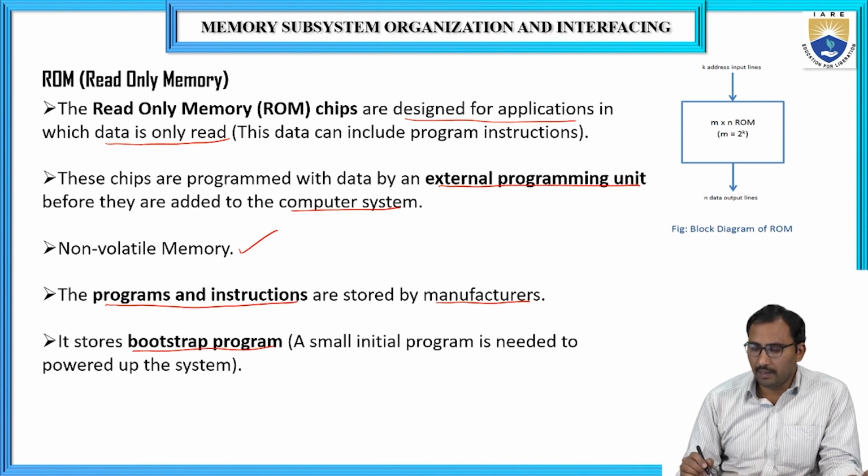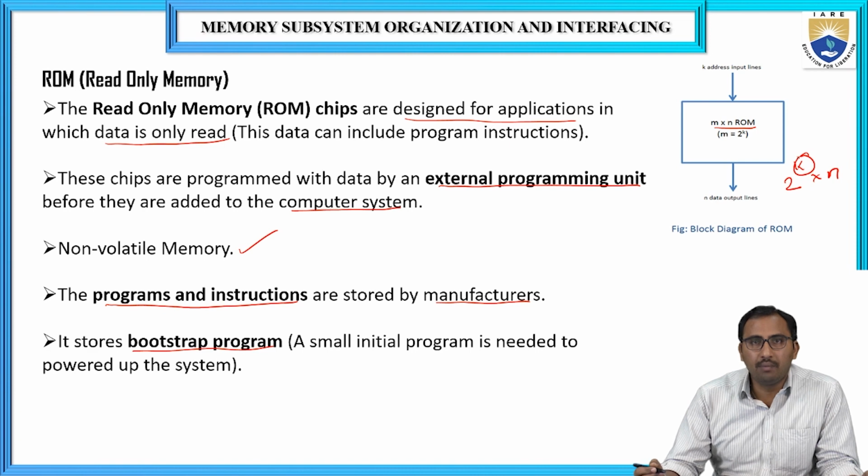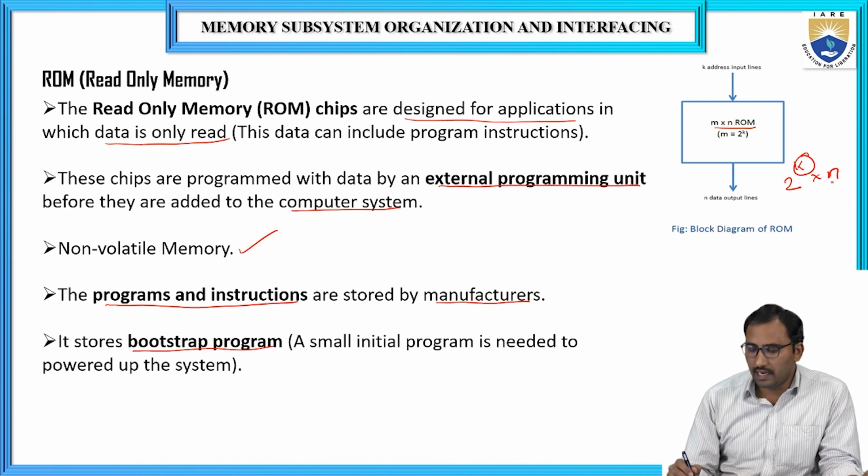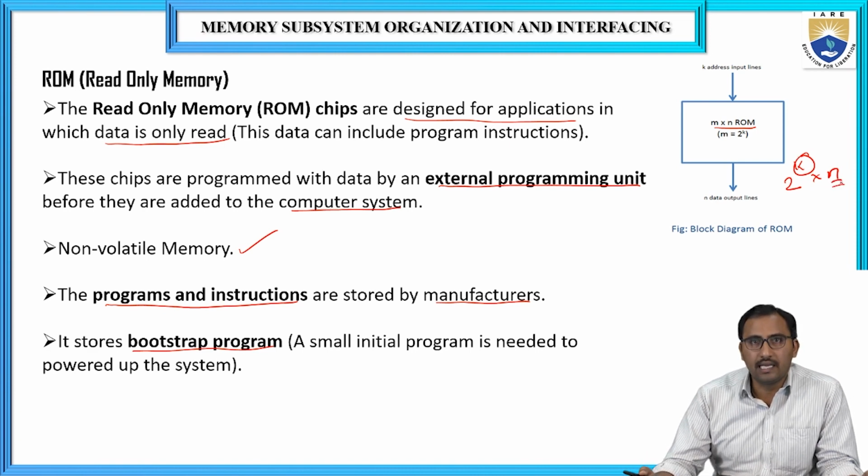If you consider the block diagram of the ROM, you can see the ROM chip size is represented as m into n, where m is equal to 2 power k, into n. Here k is the number of address lines, and n is the number of data lines.